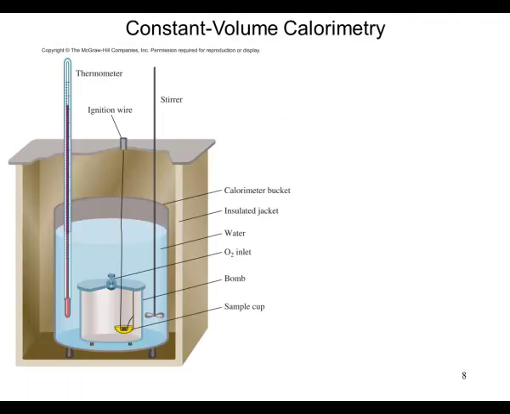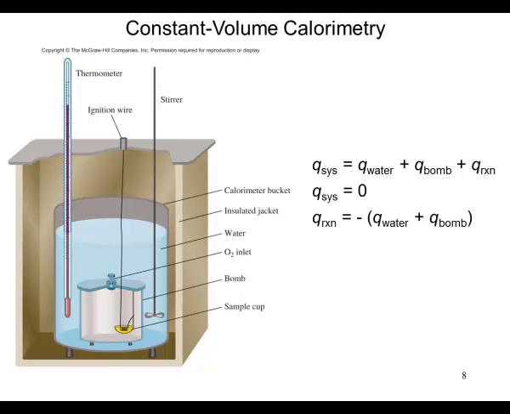Here is a picture of a constant volume calorimeter. Here the system is isolated in a bucket of water. The temperature is controlled. The heat is released when the reaction takes place, and the temperature is read by the thermometer. Here, Q of the system equals the heat of the water, the heat of the bomb, and the heat of the reaction. Since the system is isolated, Q system equals 0. Therefore, Q of the reaction will equal the negative of Q of the water plus Q of the bomb calorimeter.